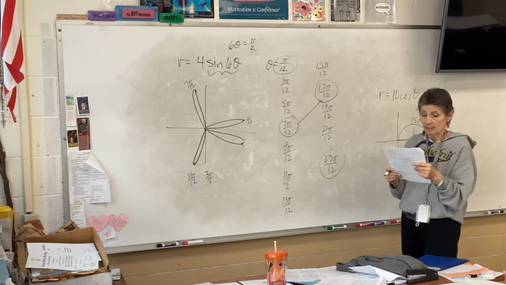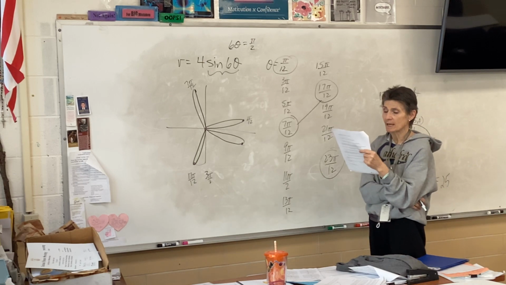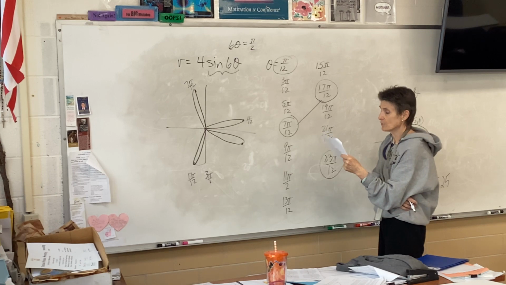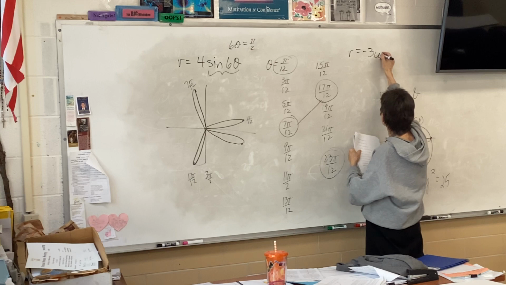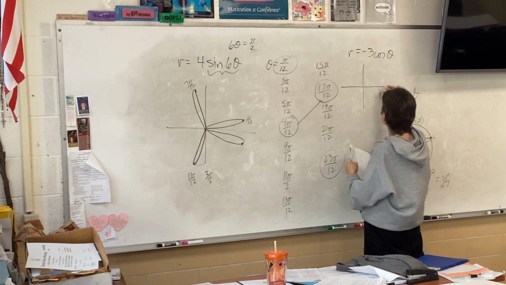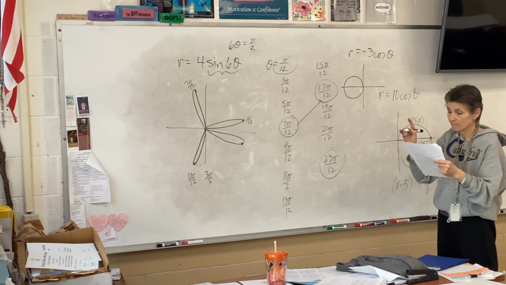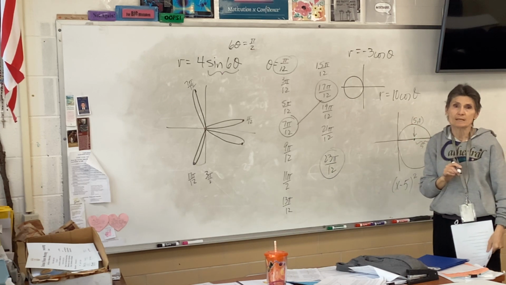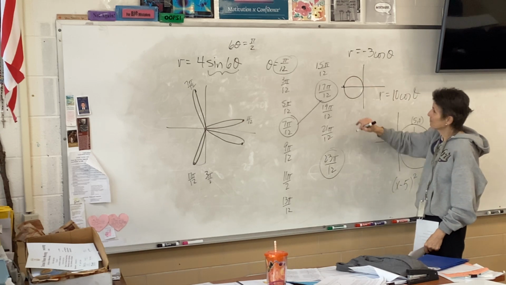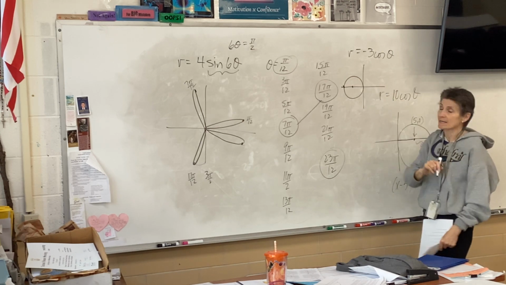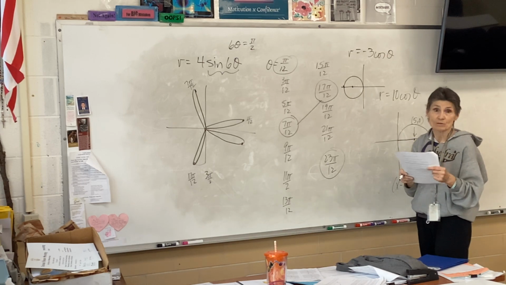All right, last one. R equals -3 cosine theta is a circle to the left of the y-axis. Let's look at it. Truly, that is a circle to the left of the y-axis. That part's true. Does it have a radius of 3? No, it doesn't. This is 3, so the radius is actually 1.5. So that one is false.